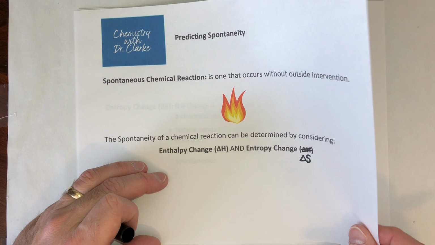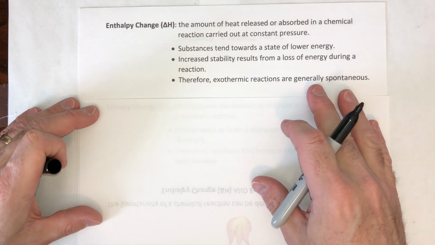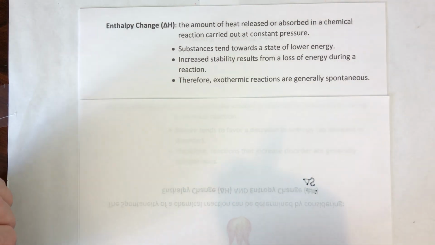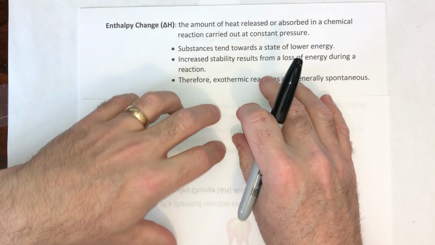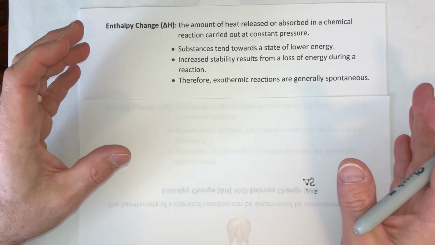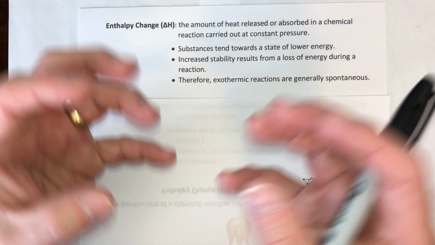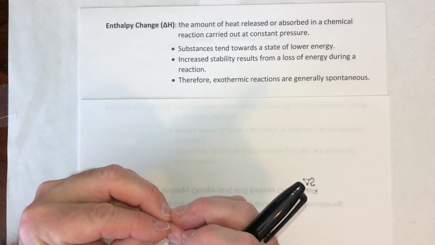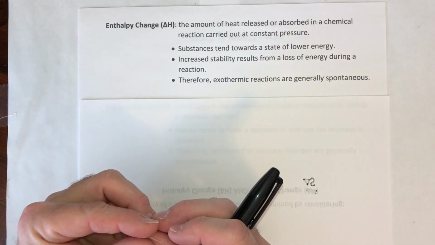Okay, so let's think about each one separately. So if we want to talk about the enthalpy change, the change in the amount of heat. So you've got a chemical reaction, you've got a physical process. As it happens, it's either going to release heat into the environment or it's going to pull heat into the system, right? So it's going to be exothermic, heat out, or endothermic, heat going in.